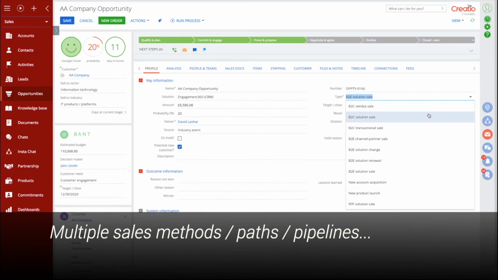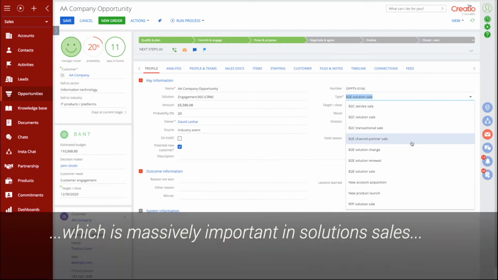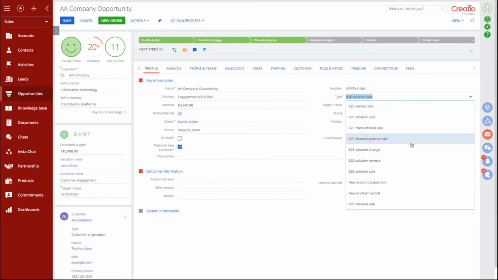set up different types of opportunities, different ways of selling, different sales paths, depending on what kind of sale we are engaged in. Each type or method or path for the selling can have its own dedicated set of stages. As we move through the stages, we can fire automations.